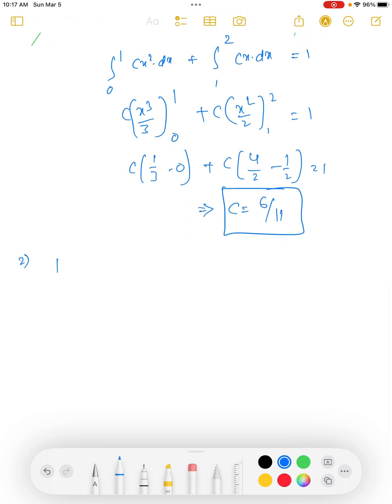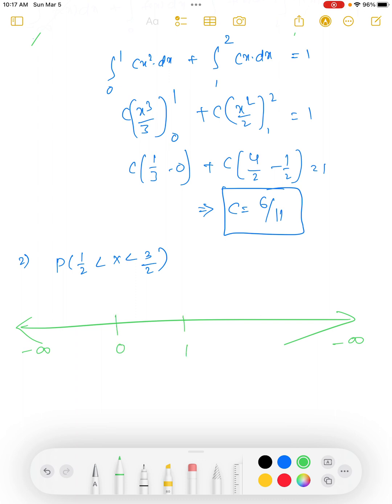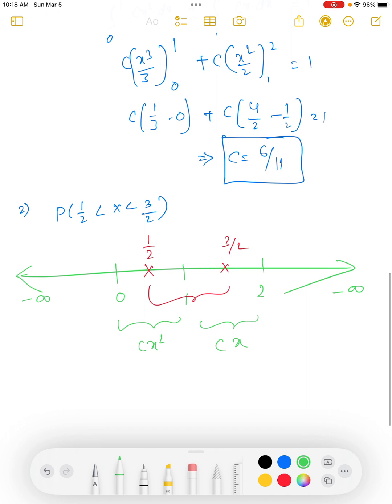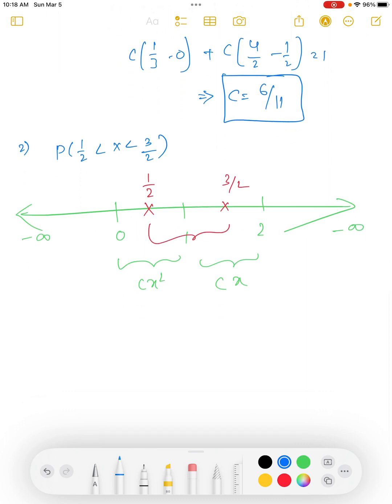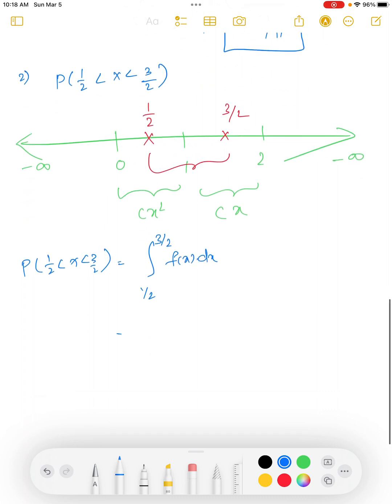The second one: p of 1 by 2 less than x less than 3 by 2. When I draw a number line, I have 0, 1, 2. I just want from 1 by 2 to 3 by 2, and I need this area. I know that from 0 to 1 it's cx square, and from 1 to 2 it's cx. So let's write the function: the integral from 1 by 2 to 3 by 2 of f of x dx. Because there are two different functions, I break it down to 1 by 2 to 1, and 1 to 3 by 2.